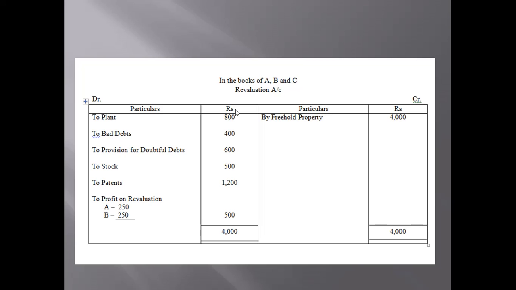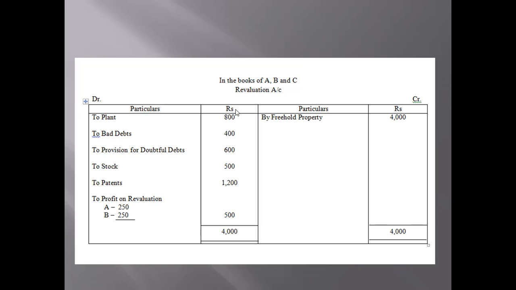Plant is to be revalued at 7,200. Look at the old value here in the balance sheet. It is 8,000. So now when the old value was 8,000, the new value is becoming how much? 7,200. So the value is being decreased here. So that is why plant will be recorded in the debit column, amount rupees 800.